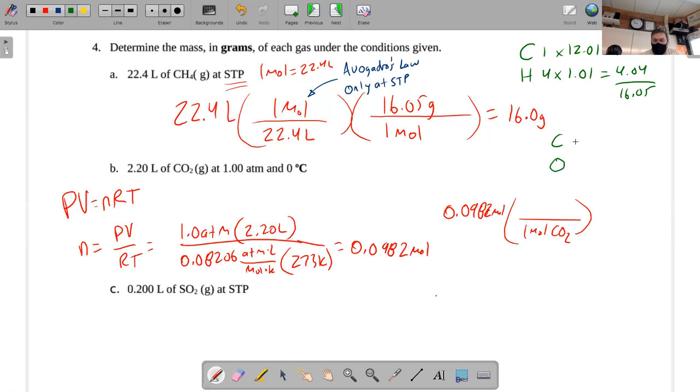Let's see. CO2, I got 1 carbon, I got 2 oxygens. Carbon is 12.01 grams. Oxygen is 16.0. Anytime you got to convert from mass into moles, you got to use the formula mass. So that's 12.01 grams. This is 32.0 grams. 44.01 grams.